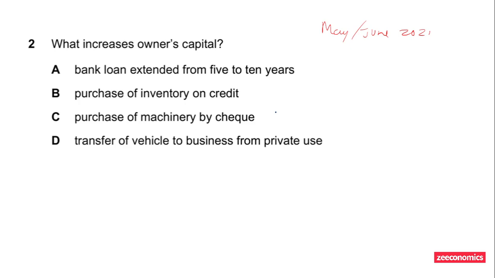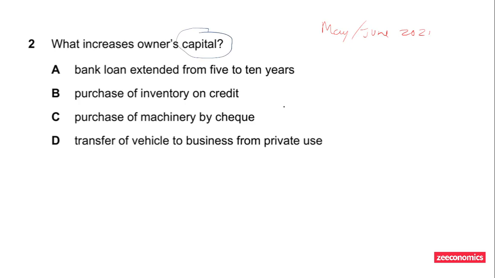Okay. So you will be presented with 4 options. A, bank loan extended from 5 to 10 years. B, purchase of inventory on credit. C, purchase of machinery by check. And D, transfer of vehicle to business from private use. All right. So the keyword that we're going to tackle is capital.